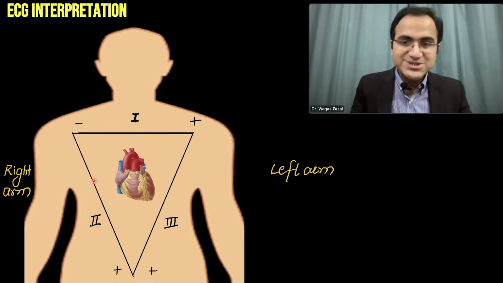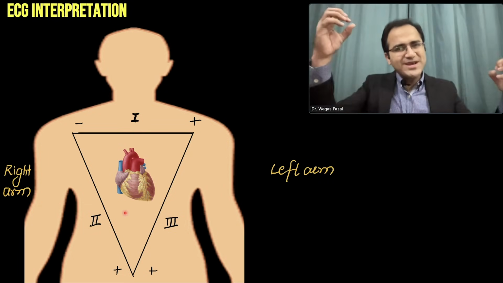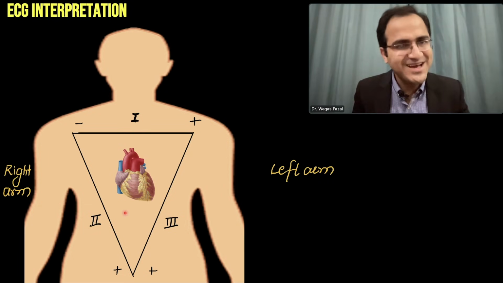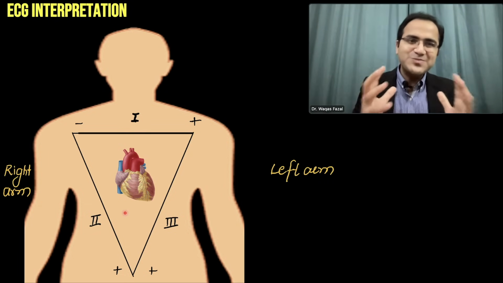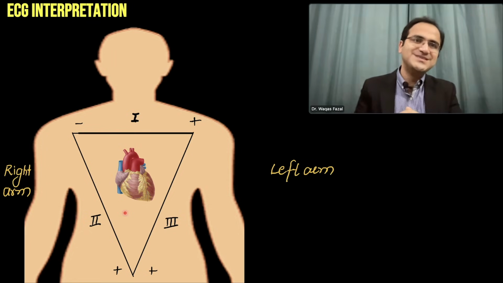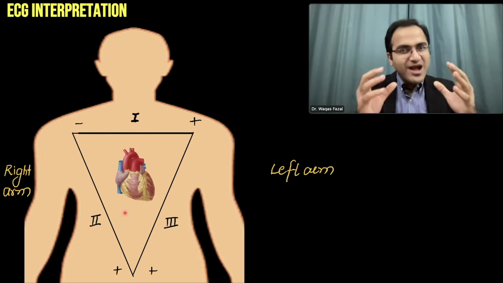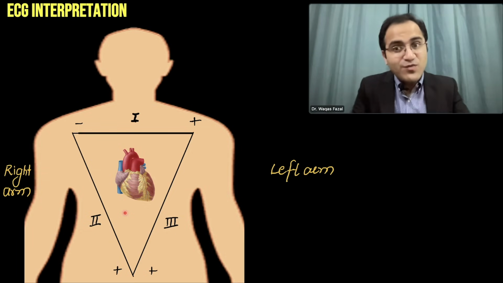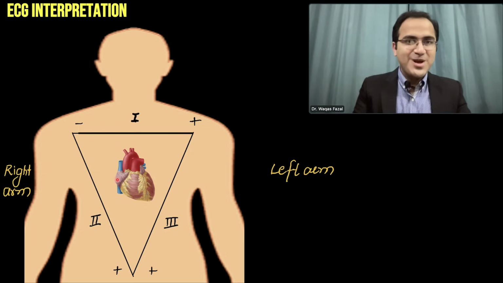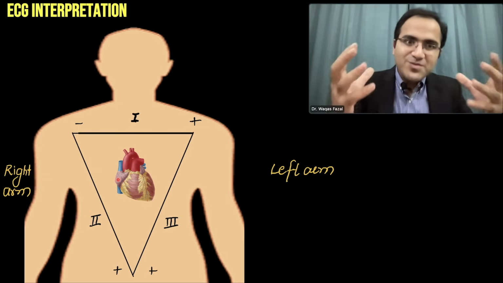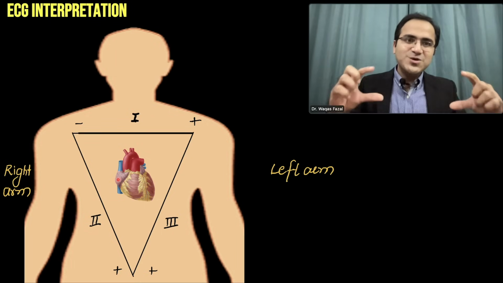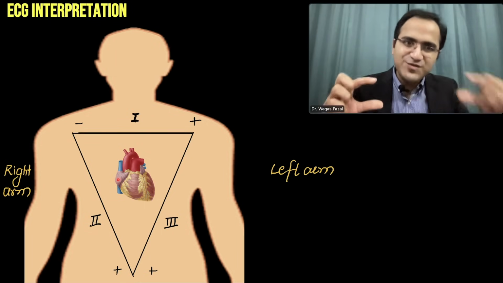Now this is another picture showing lead 1, 2, 3, and these leads are looking at the heart from 3 different angles. Now what mathematicians and physicists did is that they performed certain calculations and they derived 3 more leads from these very leads. And those leads are called augmented leads. Augmented leads include lead AVR, AVL and AVF.